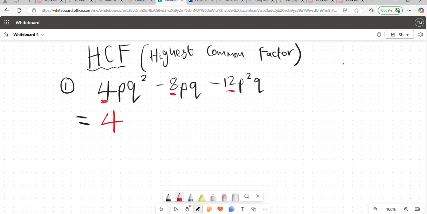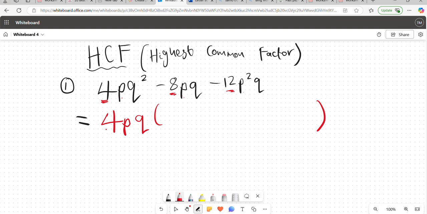I also have this rule that says if you're looking at variables, the highest common factor of variables will always be the variable with the lowest exponent. So we have a P that has an exponent of 1, a P that has an exponent of 1, and a P that has an exponent of 2. So clearly the P with an exponent of 1 is the one with the lowest exponent. So we're going to take that one out. And then between the Q's, we have a Q squared, a Q, and a Q. So definitely using the same rule, a Q would go out because that is the lowest exponent.